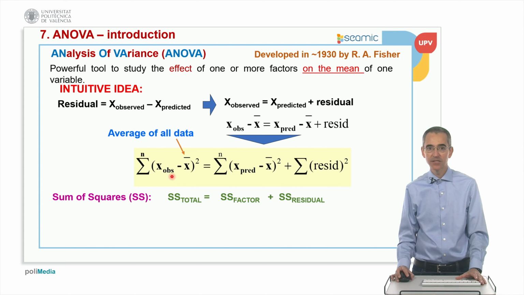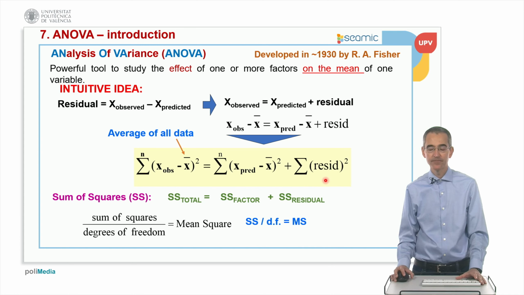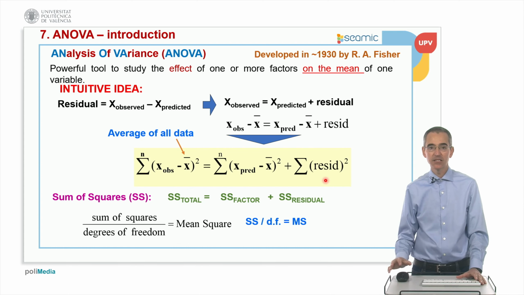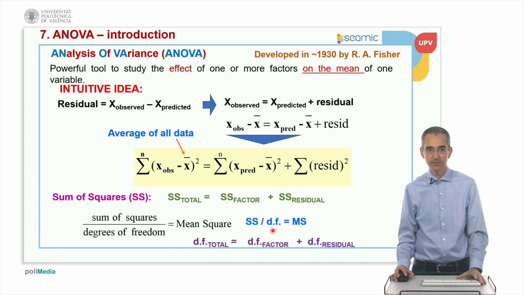And then this is called total sum of squares. Okay, this is called sum of squares of the factor, and this is called sum of squares of the residual, or residual sum of squares, because actually what we are doing is summing the residual squares. Okay. Then another concept is that when we divide the sum of squares by degrees of freedom, it is called mean square, and usually it is abbreviated like that. Sum of squares divided by degrees of freedom, it is called mean squares.